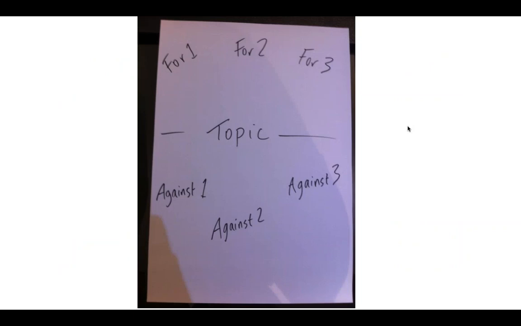Let me show you what it looks like on paper, and please excuse both my handwriting and the quality of the photograph. But this is what your noteboard booklet should look like. You write the topic smack bang in the middle so you do not forget what it is, because content is critical. You write your 3 for arguments above the line. You write your 3 against arguments below the line. Then you're ready to start writing your first for paragraph. Then you write your against paragraph.